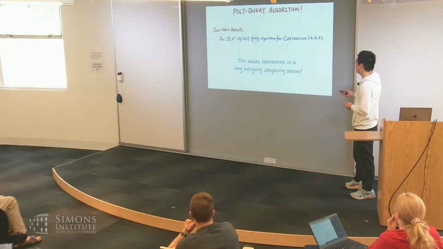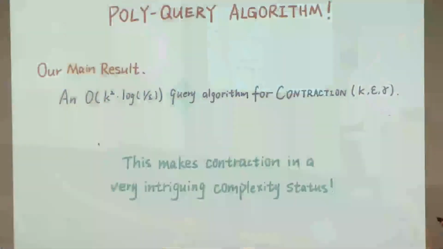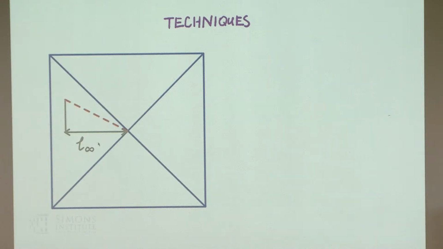So one sentence summary of this result is that it puts contraction in a very intriguing complexity status, and I will explain it later. I will use a couple of slides to introduce the techniques, and now you are going to see why it is not time efficient.